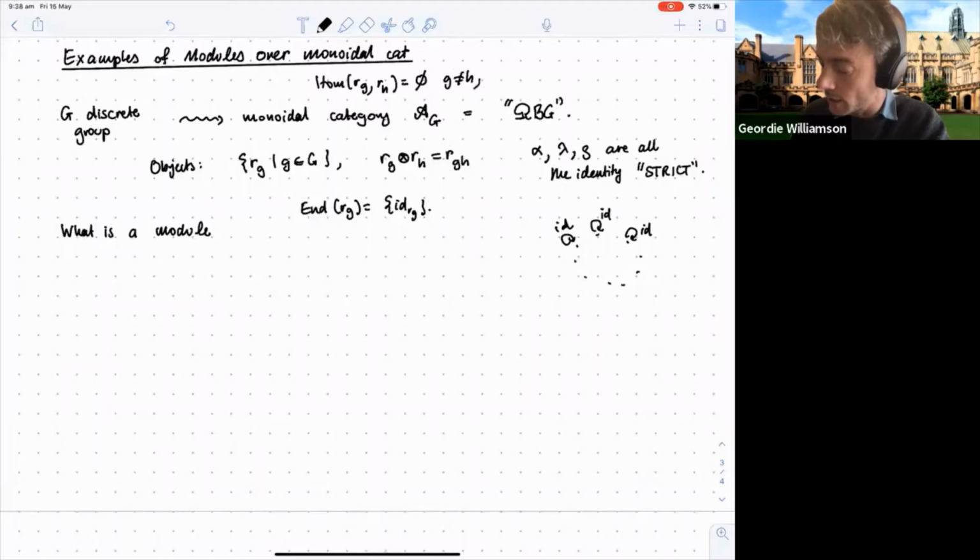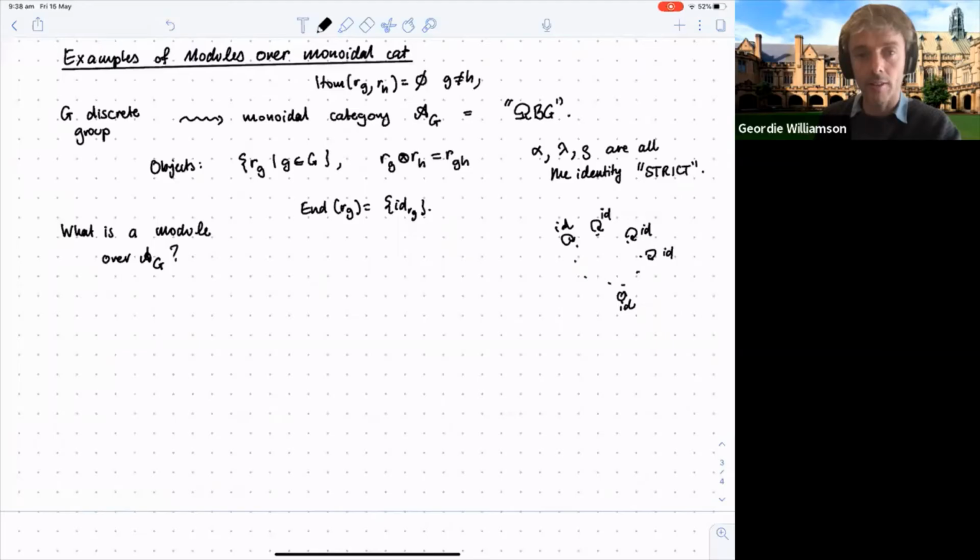So Hom(RG, RH) is the empty set if G is not equal to H, and each guy has just its identity endomorphism. A very simple object. And what is a module over AG?